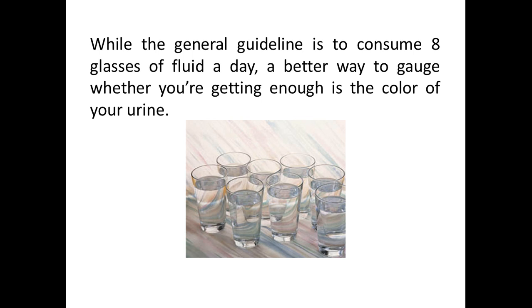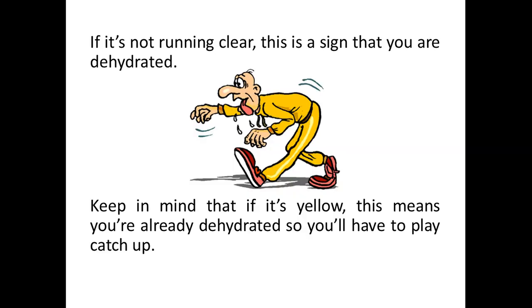So the general guideline: consume 8 glasses of fluid per day. The best way to figure out how much water you're taking in is the good old urine test. So test your pee. Basically, if your pee is clear, it's a sign that you're fully hydrated. If not, you're going to be dehydrated. So if your pee is yellow, it means that you're not drinking enough water. So keep in mind that if it's yellow, you've got to catch up with your water intake. Keep on drinking it. Go ahead and test yourself in the bathroom. Make sure it's clear and ready to go. So don't be like that guy.